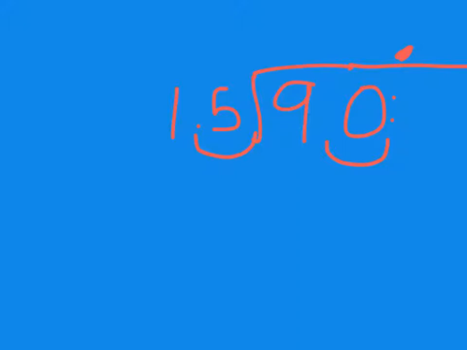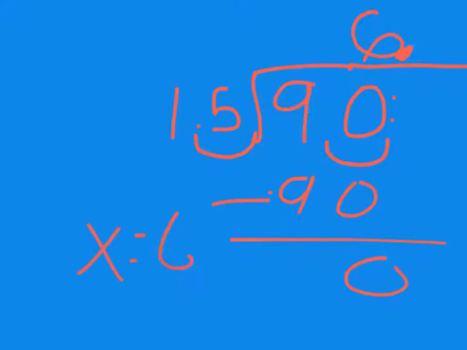Alright, now we need to ask ourselves, how many times does 15 go into 90? 15 into 30 is 2 times. Then 30 to 45 is 3. 45 to 60 is 4. 60 to 75 is 5. And 75 to 90 is 6. So 15 times 6 is 90. There's no remainder, so my answer is correct at x equals 6.